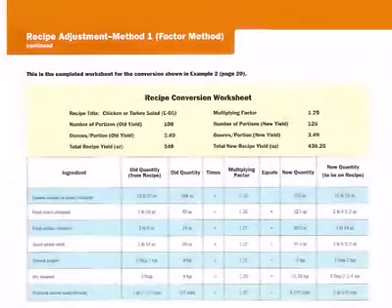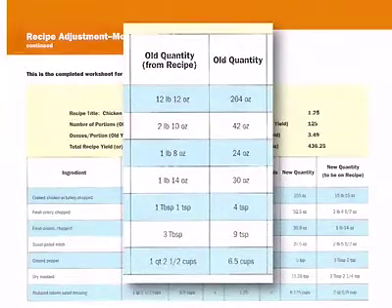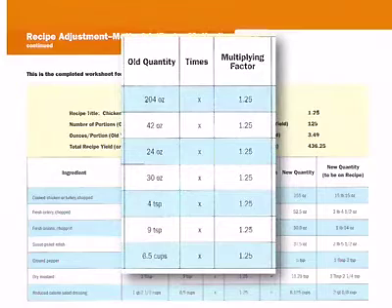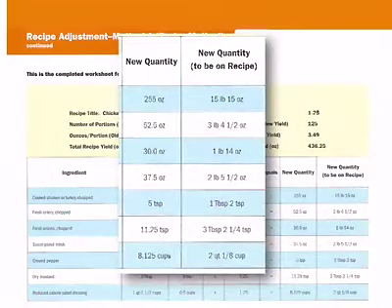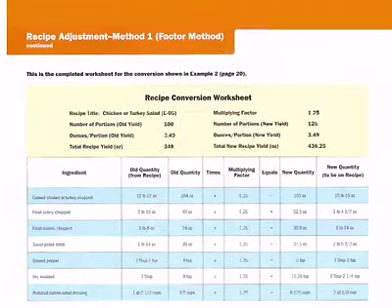Before doing further calculations, convert each ingredient that's in multiple units to 1 unit. Next, multiply each ingredient by the factor 1.25. Now, the new quantity of each ingredient can be converted into the largest weight or measure unit. This is using the factor method to increase the recipe yield from 100 to 125 servings. The portion size will remain the same.